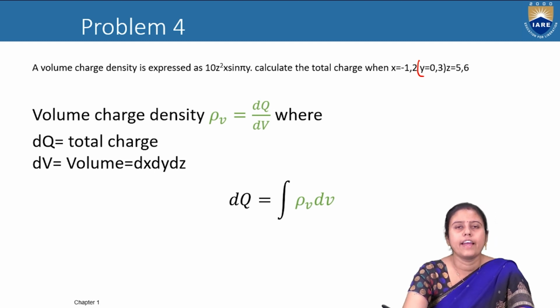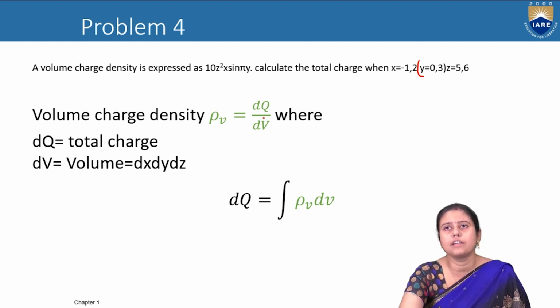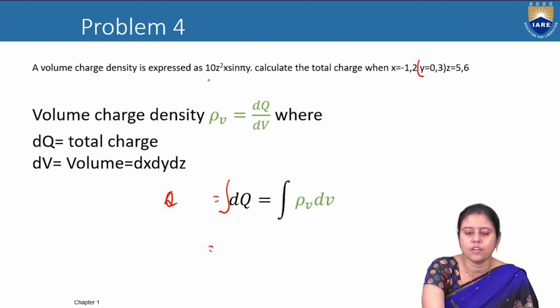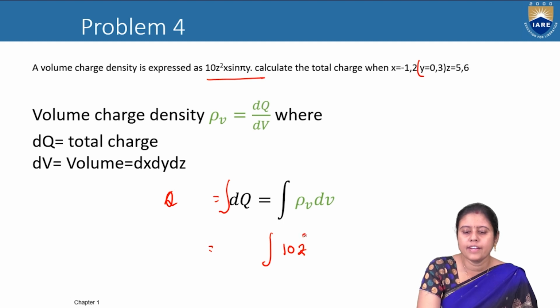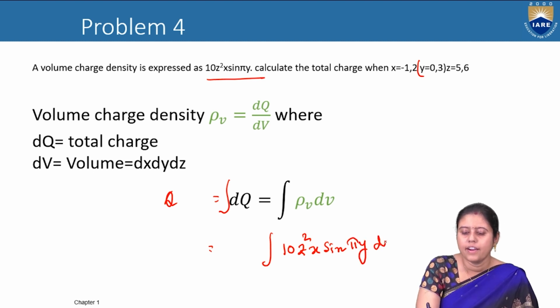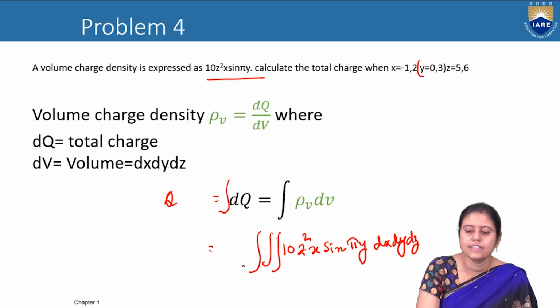or Cartesian coordinate. So what is Q? Q is nothing but the integration of rho v dv. So if we write rho v dv, the equation is 10 z square x sin pi y dx dy dz, and we will do the integration 3 times.